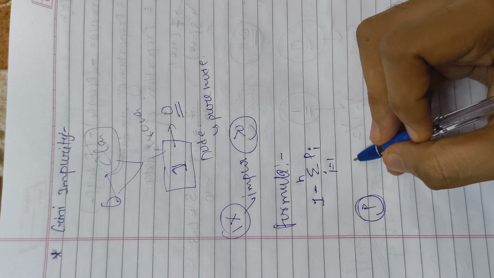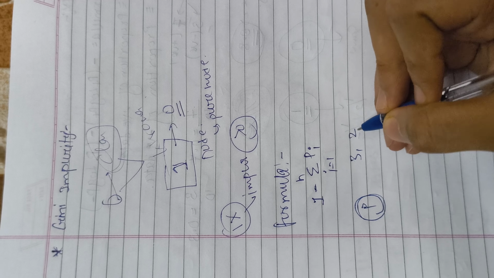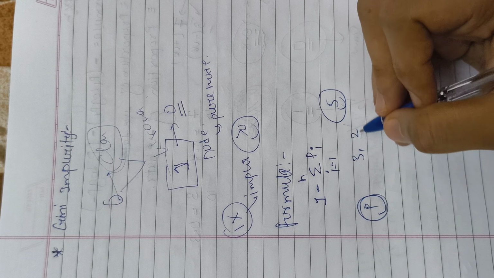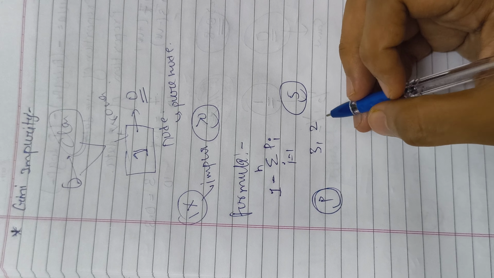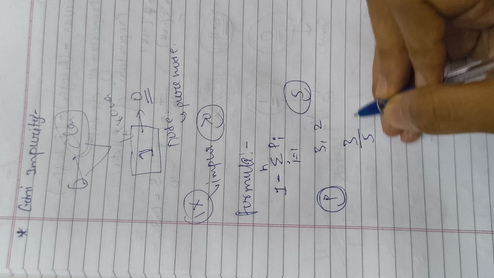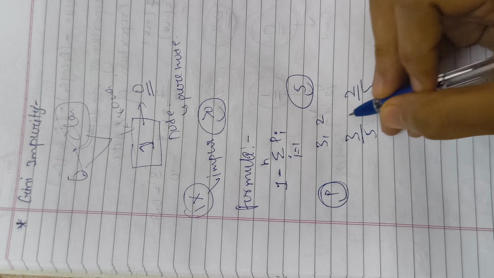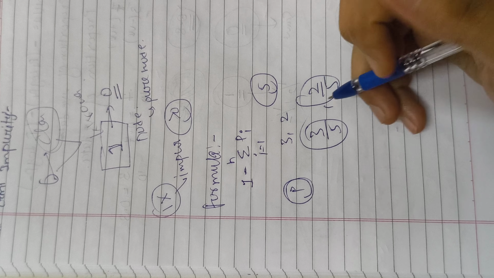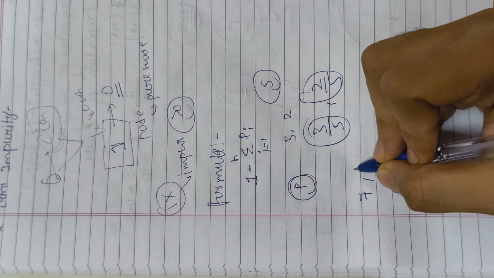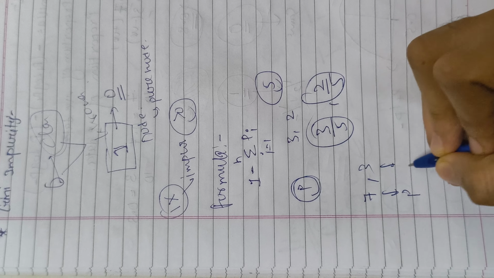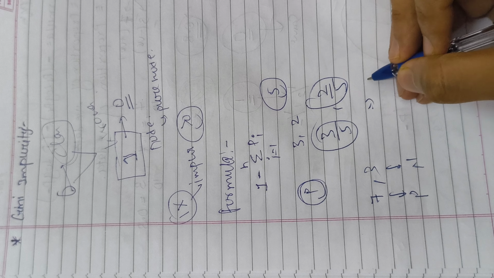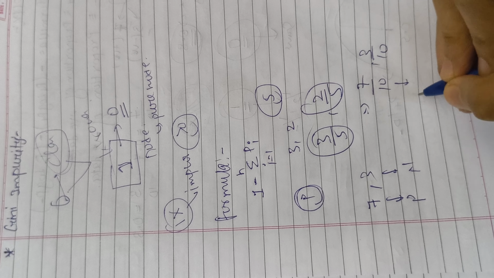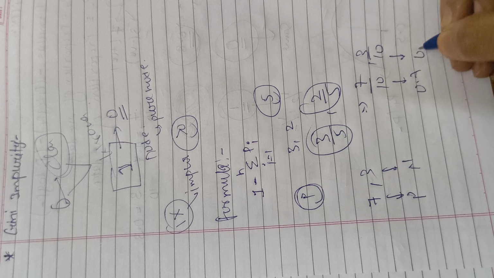Proportion means what? Suppose we have 3 and 2, a total of 5 data points, out of which 3 are positive data points and 2 are negative data points. So 3 by 5 and 2 by 5 will be the proportions of these data points. Now suppose I have 7 positive and 3 negative, and if I find the proportion, it will be 7 by 10 and 3 by 10, that is 0.7 and 0.3.